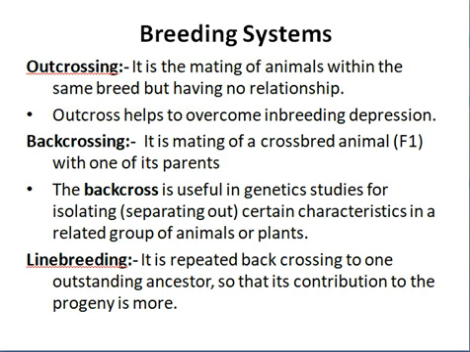So, the breeding systems continue with outcrossing. This is another method where animals are from the same breed but they are not related. When these animals are mated, this is called outcrossing. Outcrossing helps to overcome inbreeding depression. For example, if we come across an inbred animal affected by inbreeding, we will try to mate it with a non-relative or distantly related animal. This is called outcrossing.